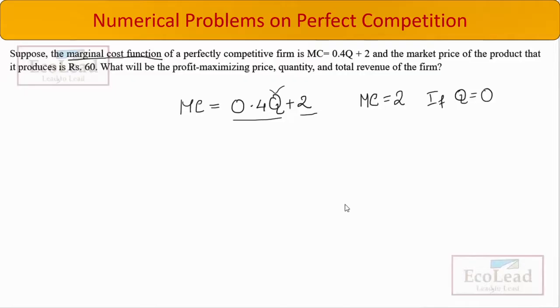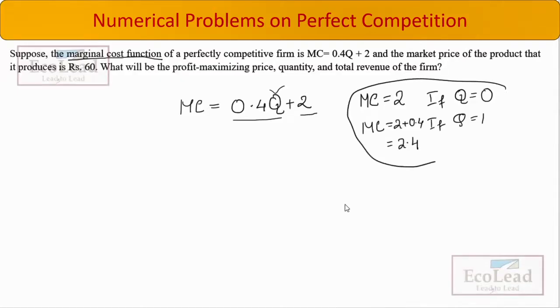Got it? And say, for example, if Q is equal to 1, then the value of the marginal cost will be 2 plus 0.4, or you can write it as 2.4. This is just for the discussion. I have written this section, but it is not related to solving the problem that is given here.